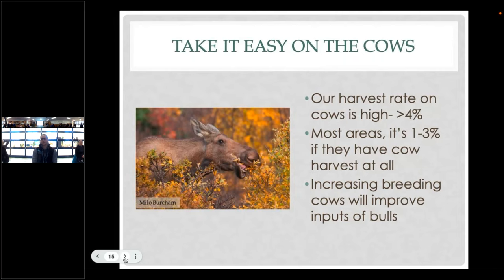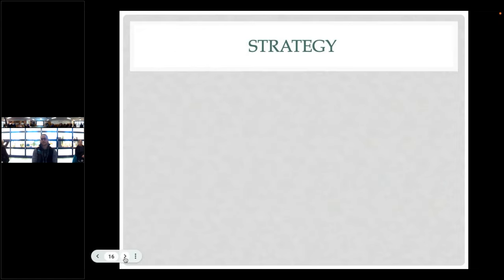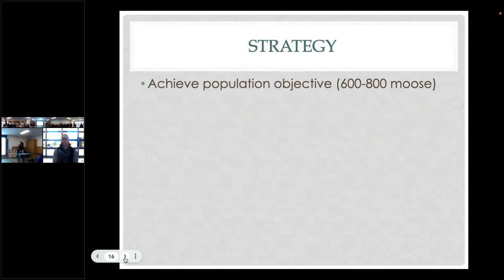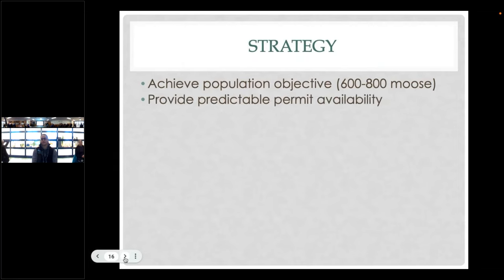When we do that, it's going to increase the breeding cows in the population. That's also going to improve our inputs of bulls, because with breeding cows, 50% of the calves that are produced are probably going to be male calves, which can grow up to be full-grown bulls. So our strategy for the West Delta: we need to achieve our population objective of between 600 and 800 moose. We want to provide predictable permit opportunity availability, and we want to increase that bull-cow ratio.